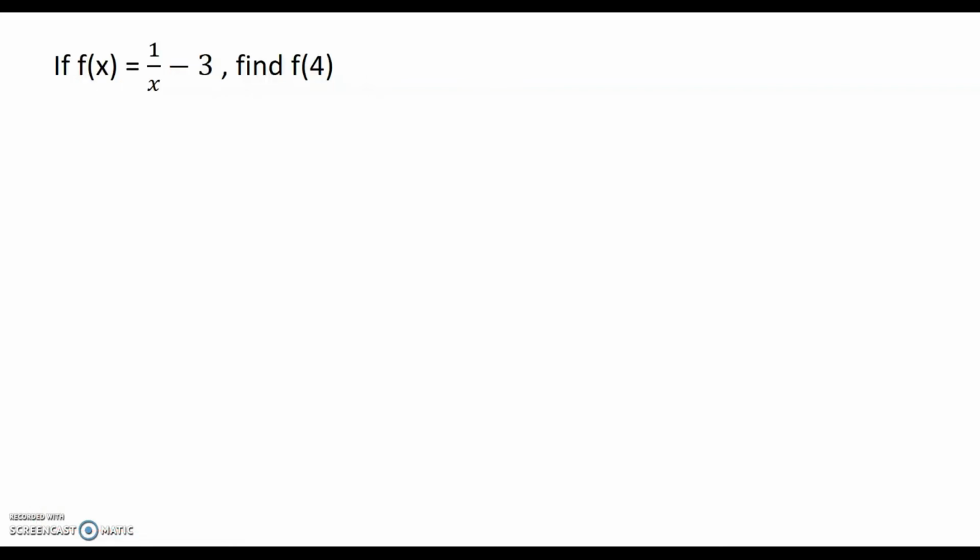In the last two examples, we show the use of function notation for parabolas. However, you can use function notation for any function. And if you don't know what a function is, check out my last video where I explain what makes a relation a function. But now let's focus on finding the output value for the equation 1 over x minus 3 at the input value of f of 4.